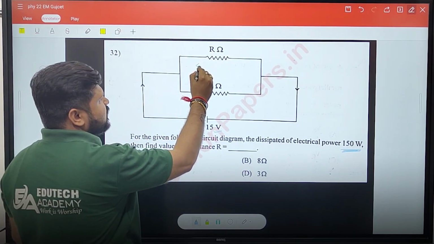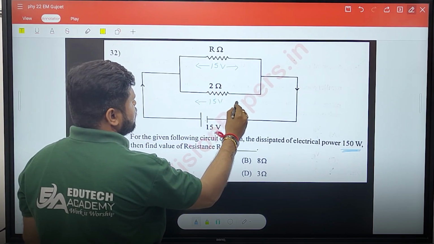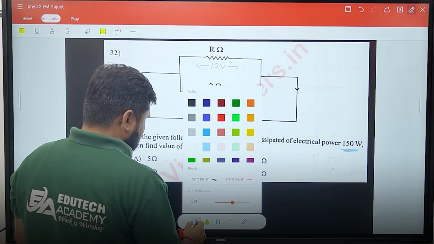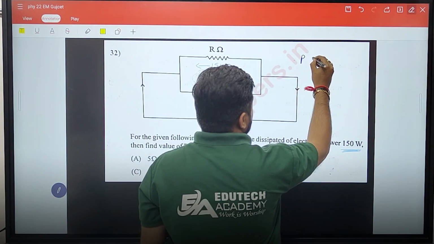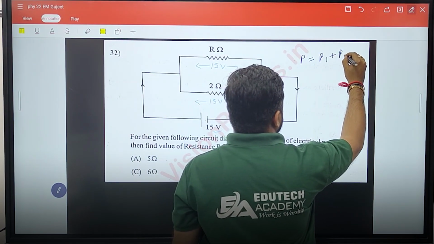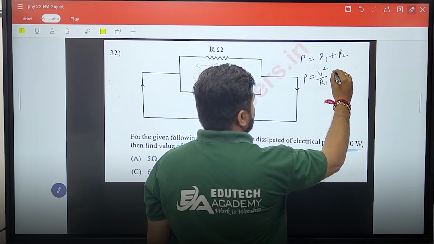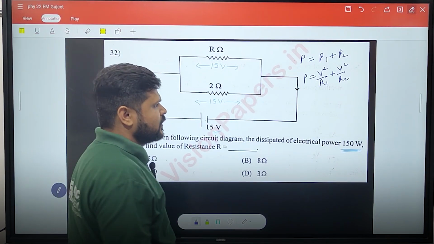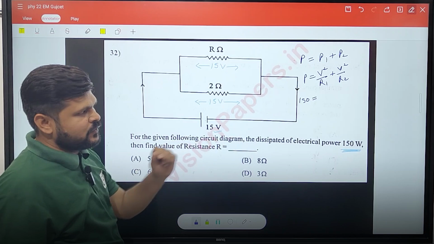So in both resistances the potential applied will be 15 volt only, because of parallel connection. Now in parallel connection, what is the formula of equivalent power? Remember, in parallel connection the formula of equivalent power is P1 plus P2. P1 is V square upon R1 plus P2 is V square upon R2. Total power is given, equivalent power, that is 150 watt.